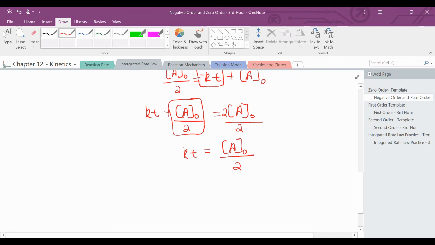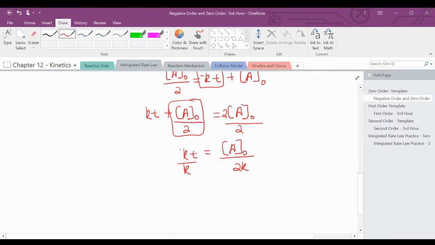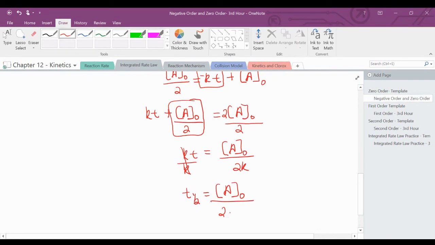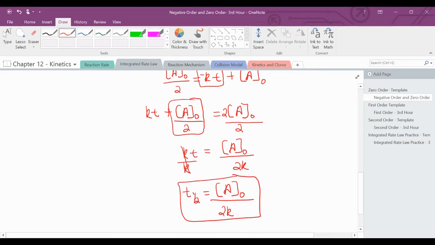All right, and then we're going to want t by itself, so we're going to divide both sides by k here. And so my half-life time is A initial over 2k. So this is our half-life equation. Now, you won't need to derive half-life equations on the test or on the quiz, but you'll need to know the equations for the test and for the quiz so that we can solve problems. We're actually going to do problem solving at the end once we've covered all the orders of reactions.